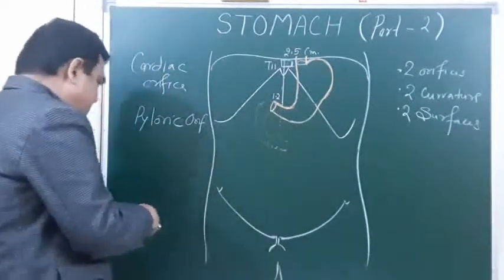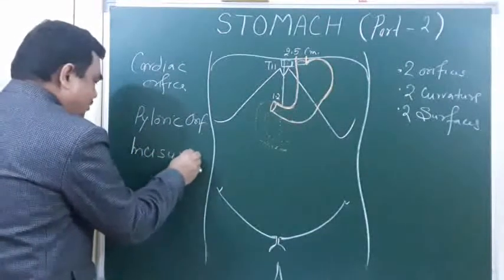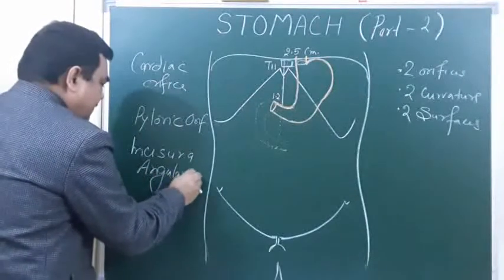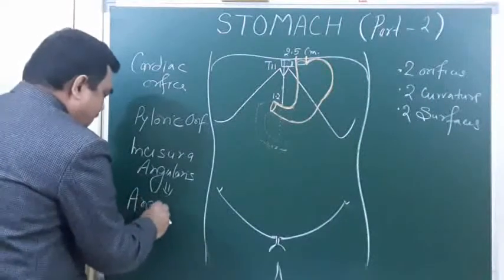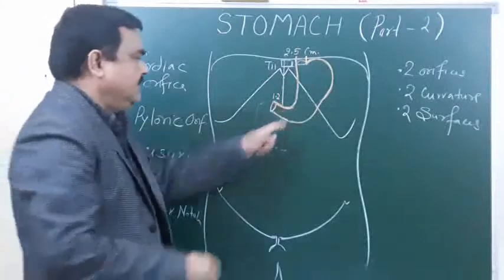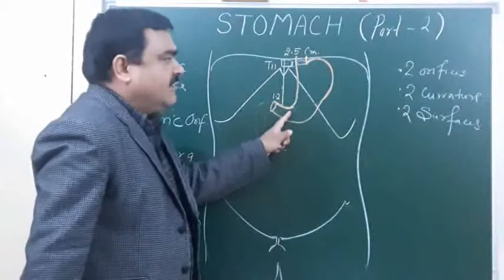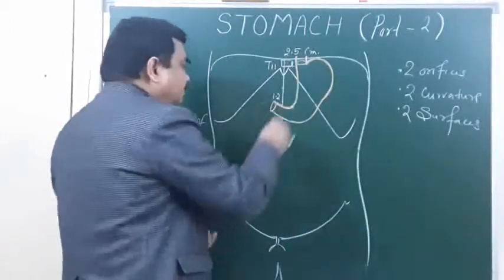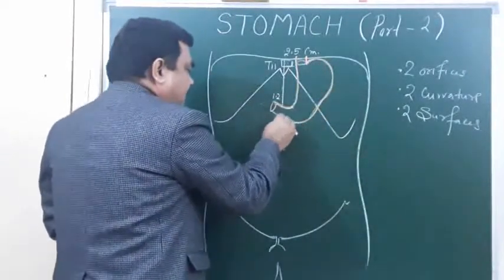This is known as incisura angularis or angular notch. This is also known as angular notch. This is the lesser curvature. Another curvature is this, the greater curvature.